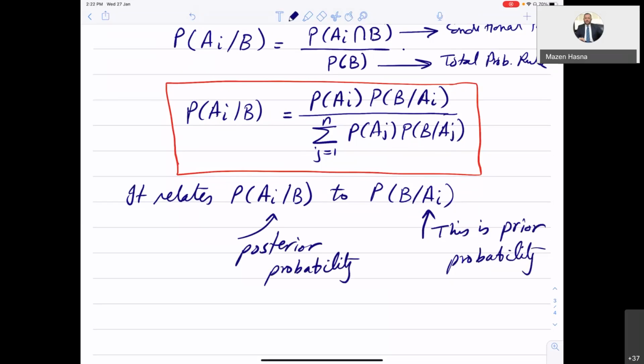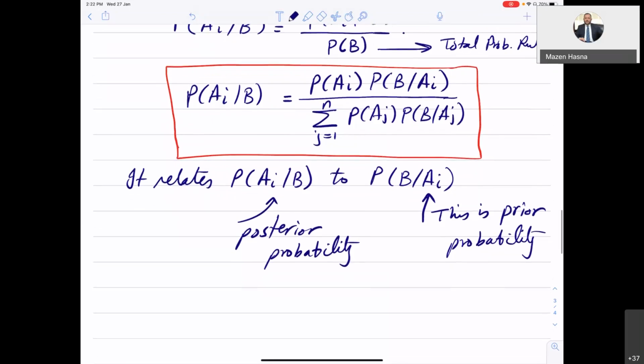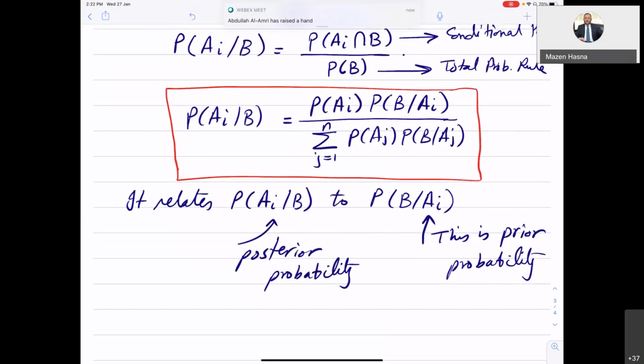So what does all of this mean, you might ask? Let's see. I know there are a lot of equations here. Abdullah, go ahead before we do an example.